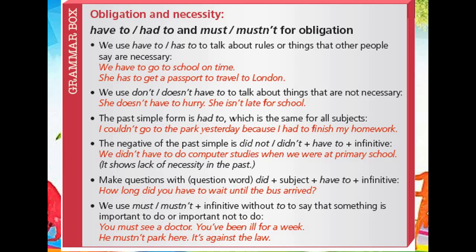We use don't or doesn't have to talk about things that are not necessary. She doesn't have to hurry. She isn't late for school. The past simple form is had to, which is the same for all subjects. I couldn't go to the park yesterday because I had to finish my homework.